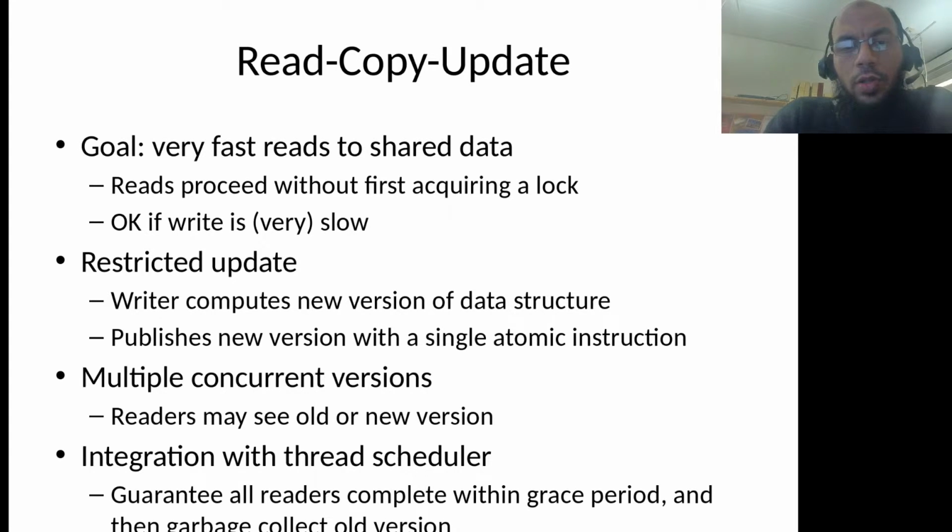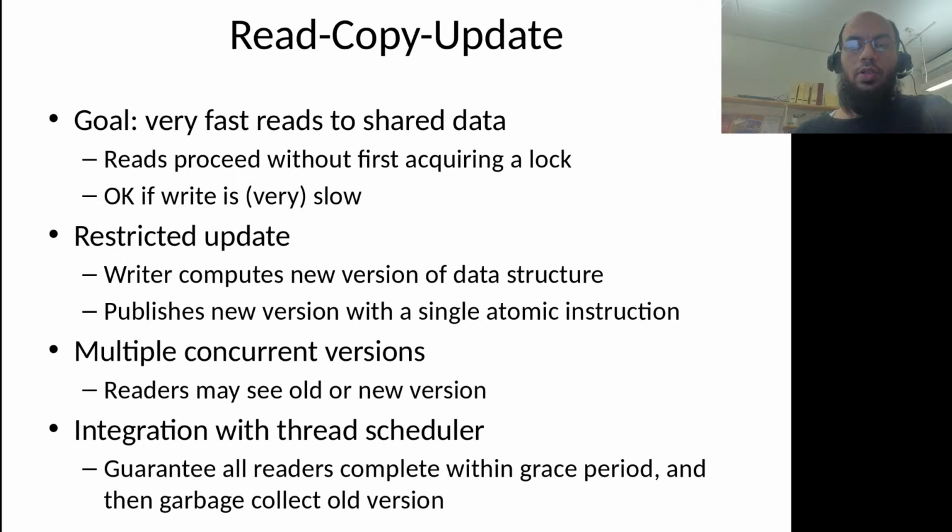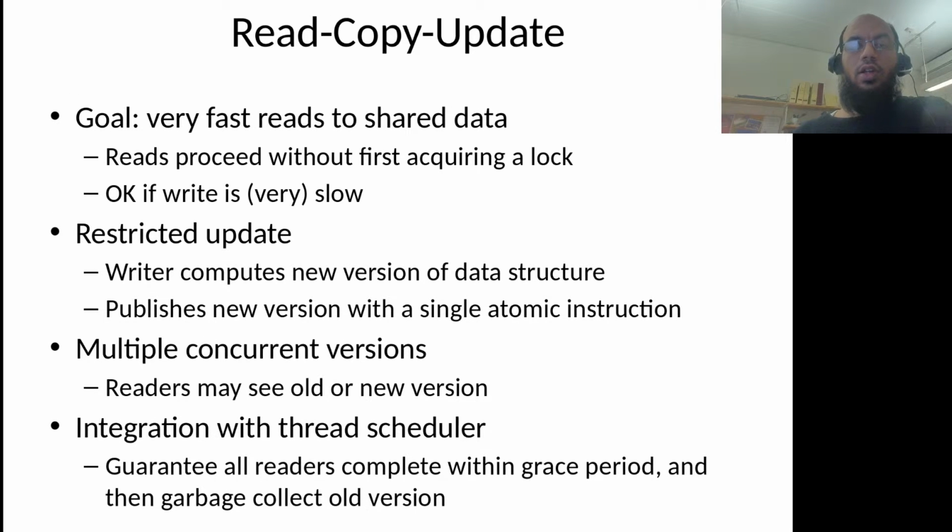So read copy update, we sort of talked about it a bit last time. The goal is to have very fast reads to share data and restricted updates, and the updates, or the writes, are slower. You can have multiple concurrent versions of the same data at the same time, and you need to handle that because you have no locks on reading, but you have locks on writing. The locks on writing stop multiple threads from writing concurrently, but do not stop other threads from reading the old data at the same time.